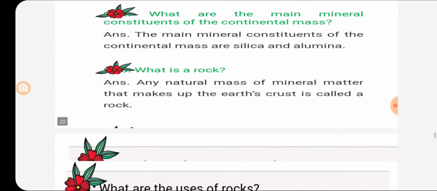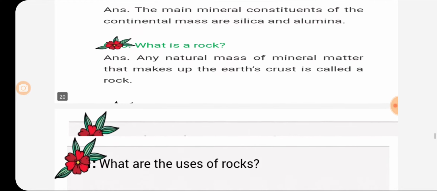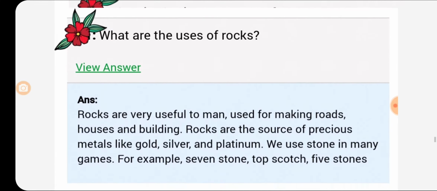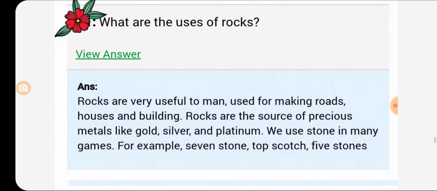We have already discussed that any natural mass of mineral matter that makes up Earth's crust is called a rock. Now student, what are the uses of rocks? Are rocks useful to us? Yes. Rocks are very useful to men. They are used for making roads, houses and buildings.